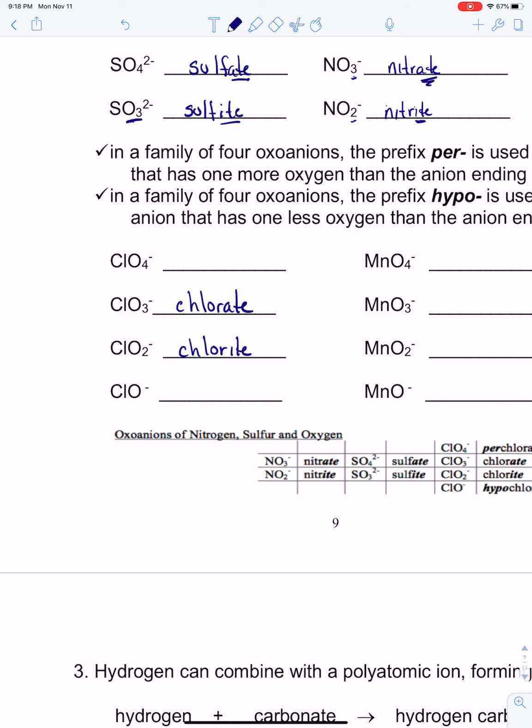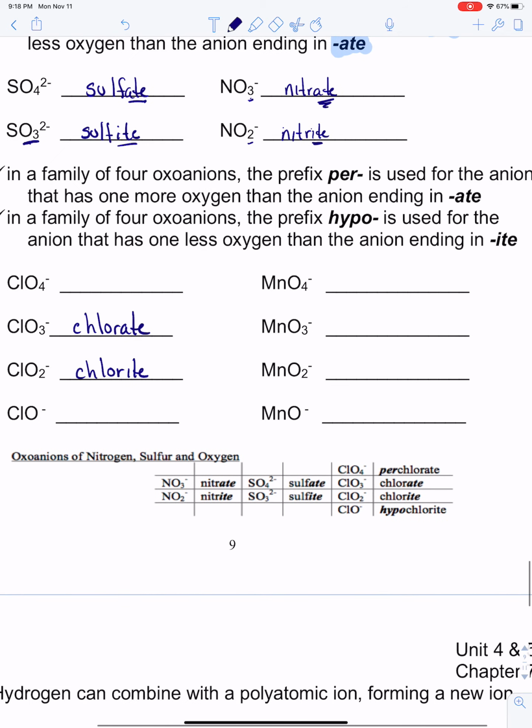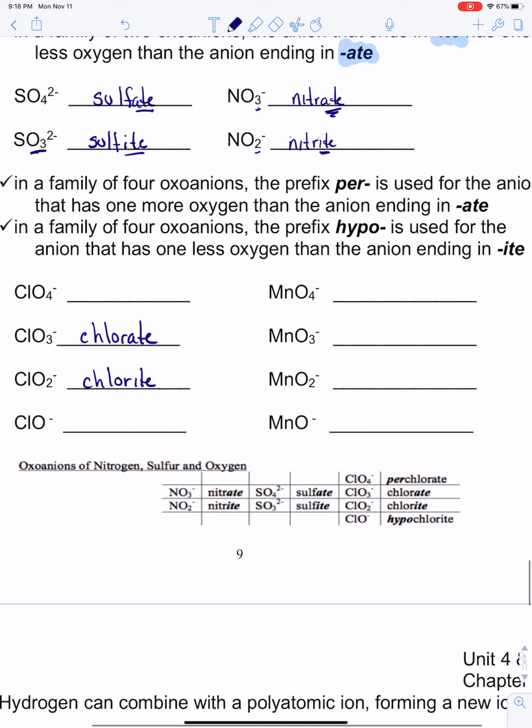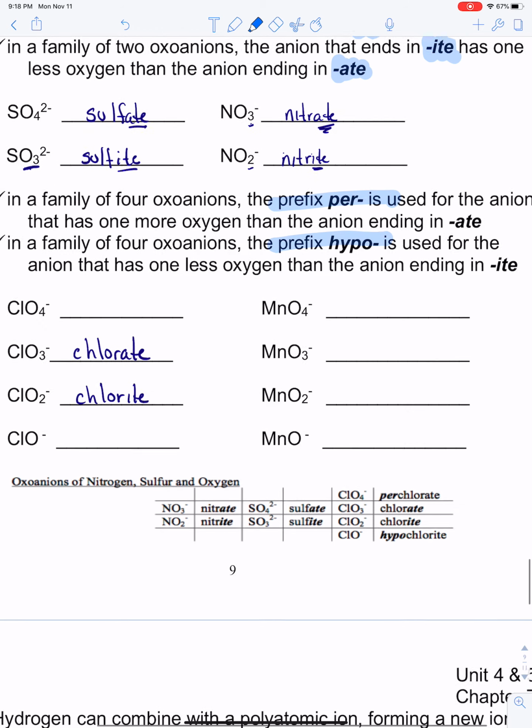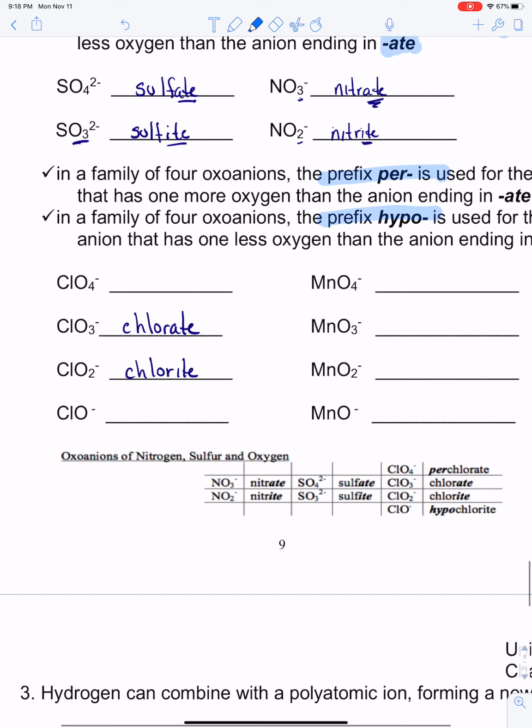Now the other two, instead of changing the suffix, we're going to add a prefix. And there are 2 prefixes we'll use. So PER is used for the anion that has 1 more oxygen. Like for example, here's chlorate. It has 3 oxygen. ClO4 would be perchlorate.